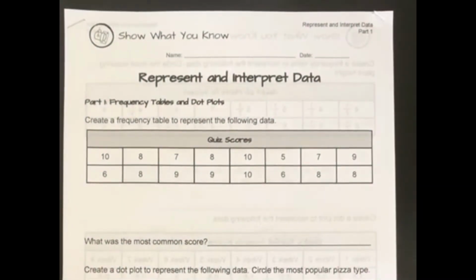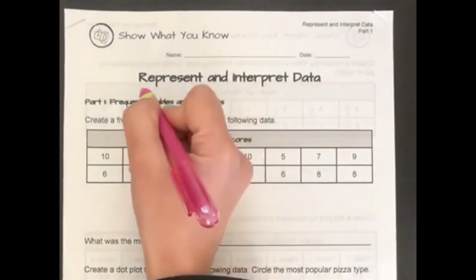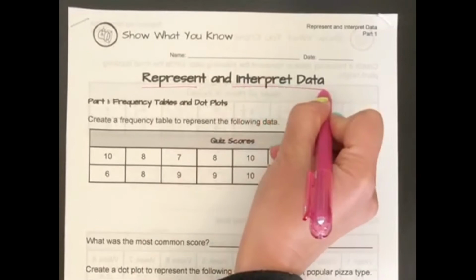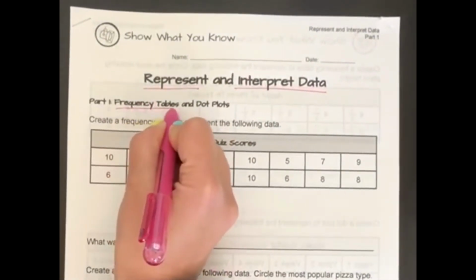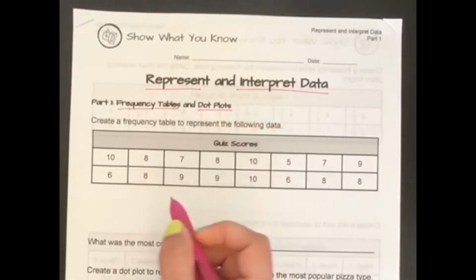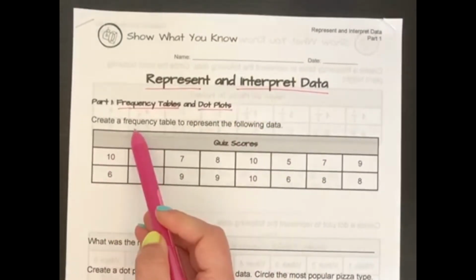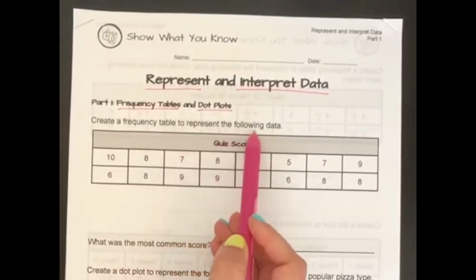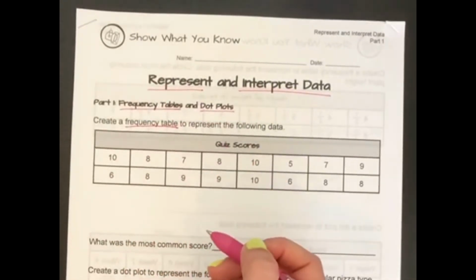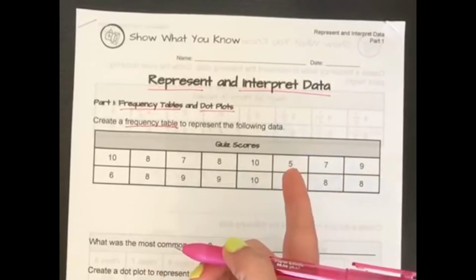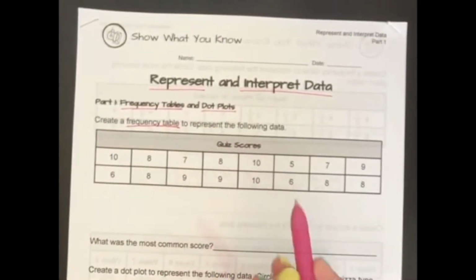Welcome back, class. Today we're going to be talking about represent and interpret data. So specifically, we're going to start with frequency tables and dot plots. This one says create a frequency table to represent the following data. So a frequency table shows how often something occurs. In this case, we're talking about quiz scores.